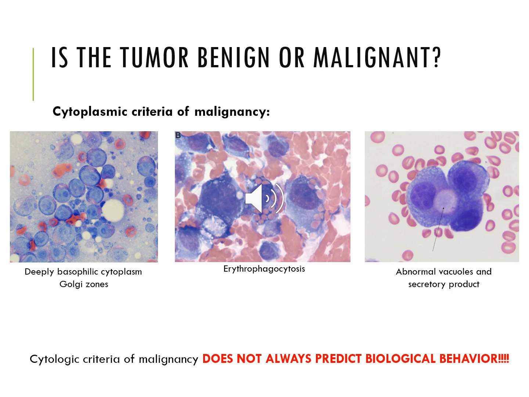And again, cytologic criteria of malignancy does not always predict biological behavior, especially on cytology. I just really want to stress that to you guys, that it can be really difficult for us or for you guys in practice when you're looking at cytologies to always tell the behavior of a tumor from the cytologic criteria of malignancy that's seen.